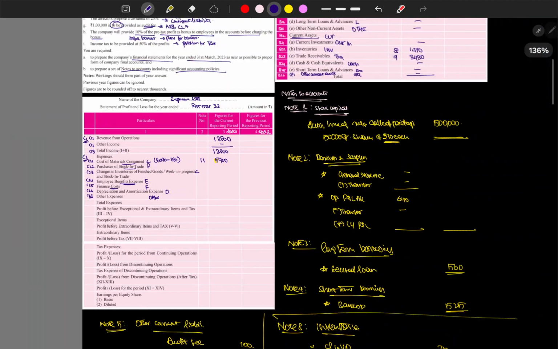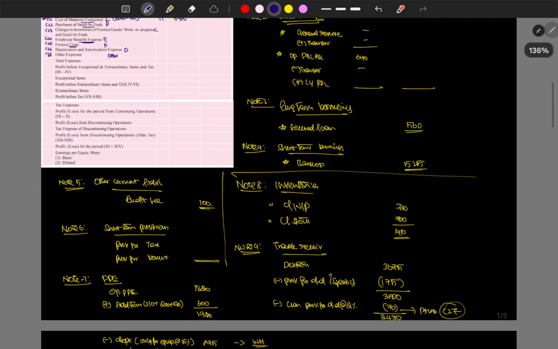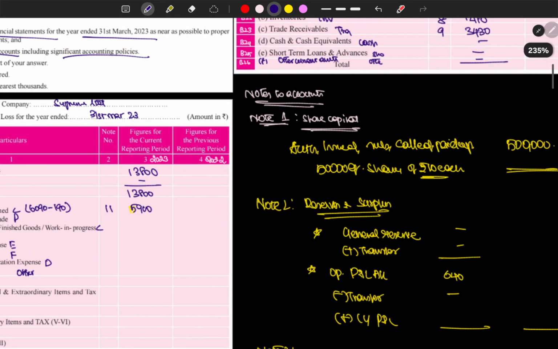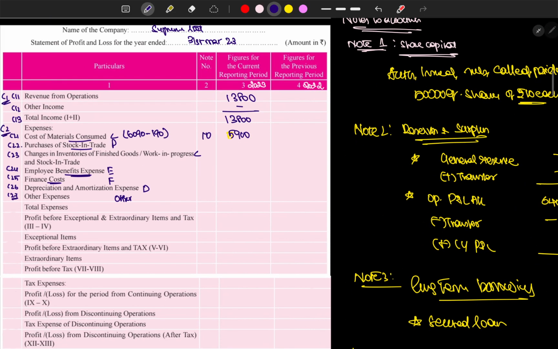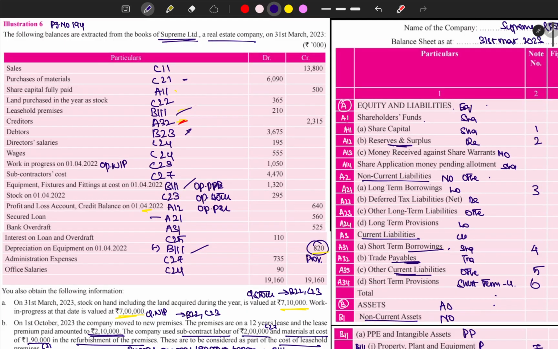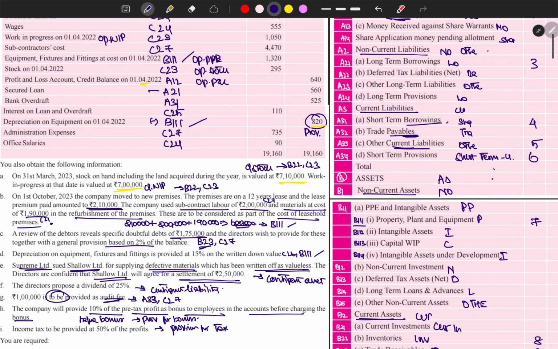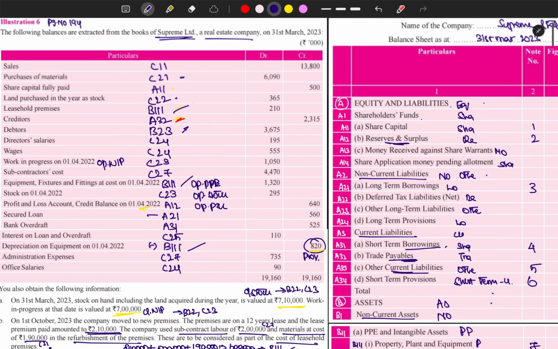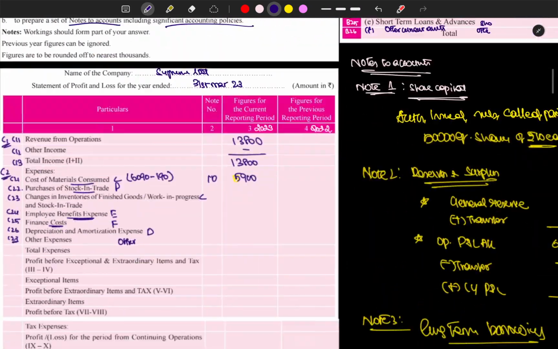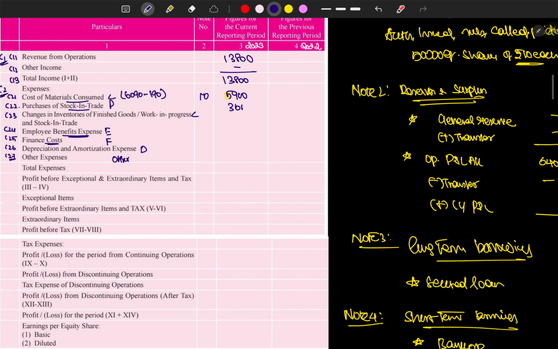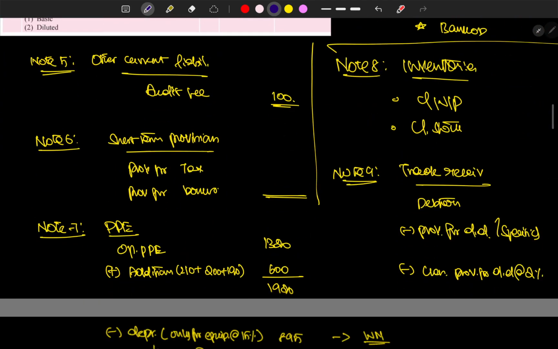Note number 10. Purchase of stock in trade. Next, C22. How many C22? C22 is here. Any other C22? There is no other C22. So only one, which is 365. Let's directly put it here, 365. And then changes in inventories.